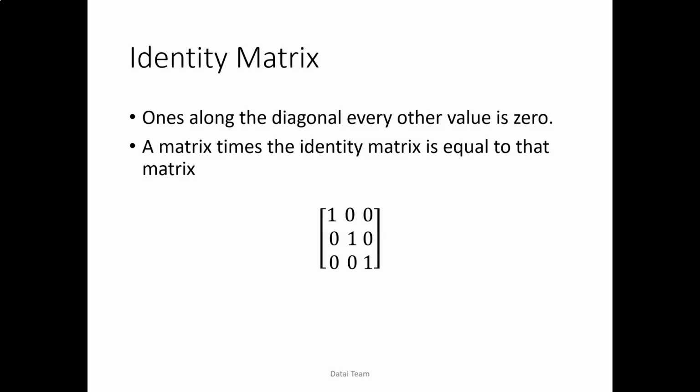If you multiply any matrix with the identity matrix, you get the original matrix, or if you multiply any vector with the identity matrix, you get that original vector. And it has ones along the diagonal, and every other value is 0. And I think that makes sense.